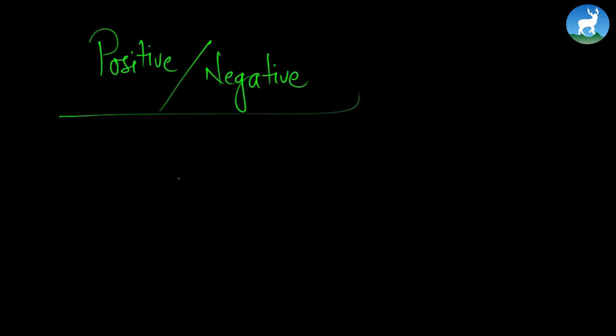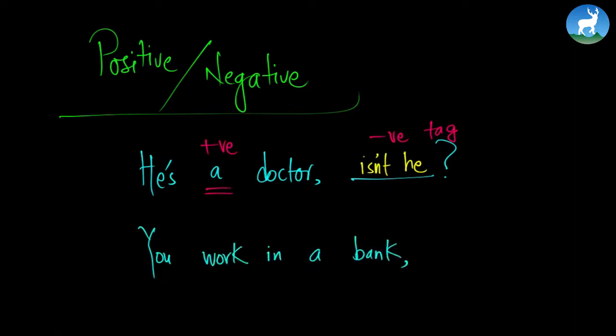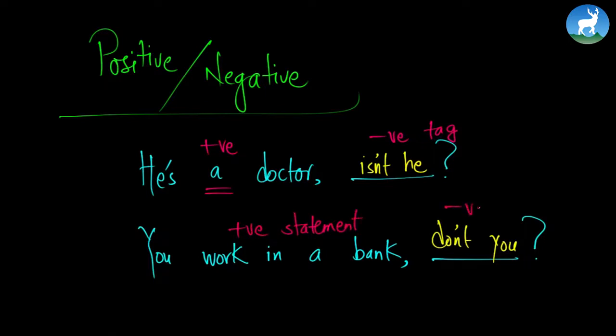The first rule of question tag relates to positive, negative thing. So if the main part of the sentence is positive, the question tag is negative. For example, he's a doctor. The question tag to this sentence would be, isn't he? Why? That is because the sentence is a positive sentence, so we have a negative tag. Alright, let me give you one more example. You work in a bank. So this is a positive sentence. So the question tag would be, don't you? The rule is similar. We have a positive statement. That is why we have a negative tag.